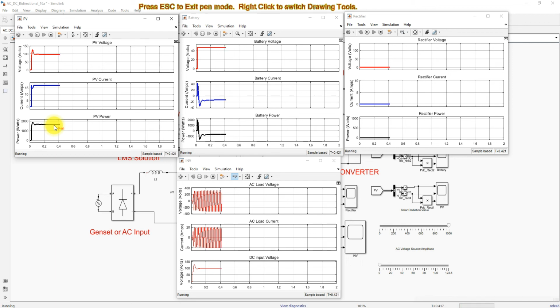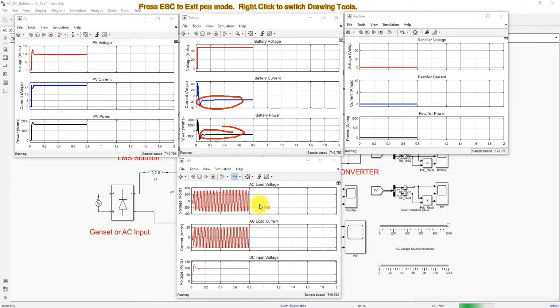1700. Here you can see the battery voltage, battery current, and battery power. The current is negative. What's the meaning? That means solar is generating excess power, and that's why the battery is in charging mode. Also, we are not using the backup generator or AC input, so the voltage and current of the rectifier will be zero, and the power is zero.